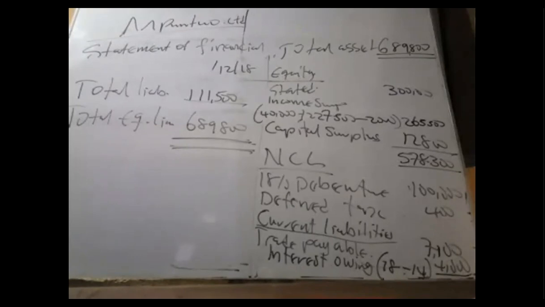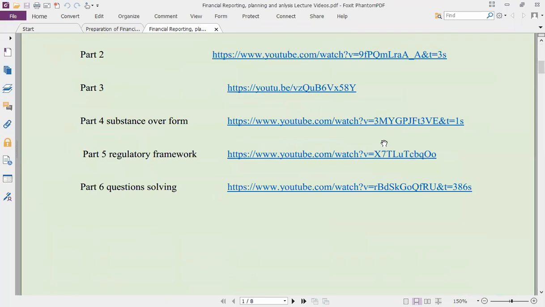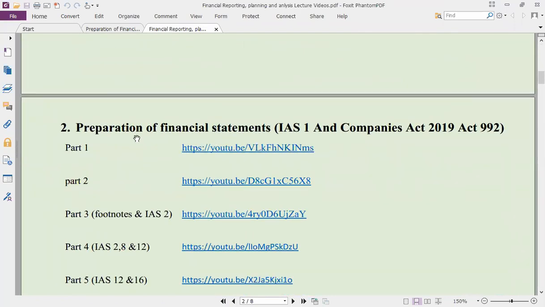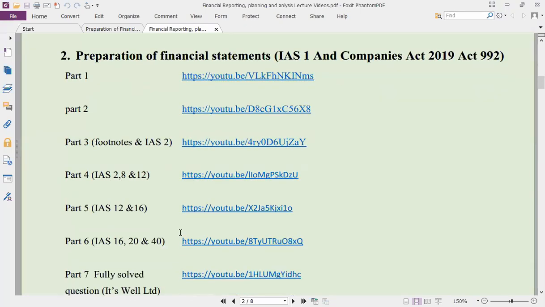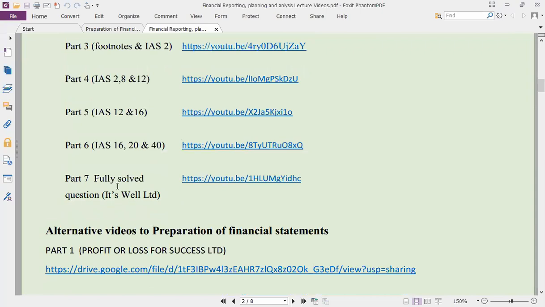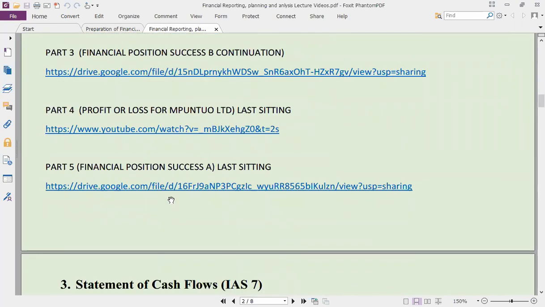Very nice day. Well, you can also navigate through this material. So now we are here. This is where we are. So today, what we have gone through, everything is in here. Now quietly go to part 2. I've written the footnotes and then the IFRSs, and the IFRSs will continue like that. And then we now enter into fully solved ones. And you have alternative videos that you can also use.